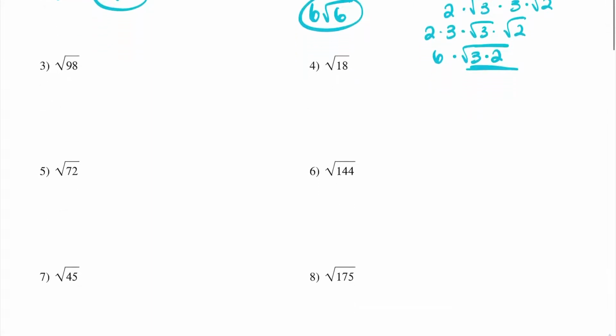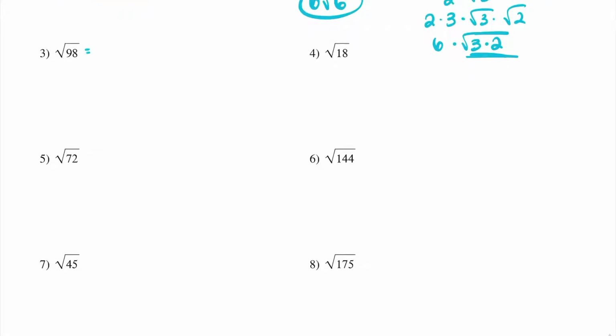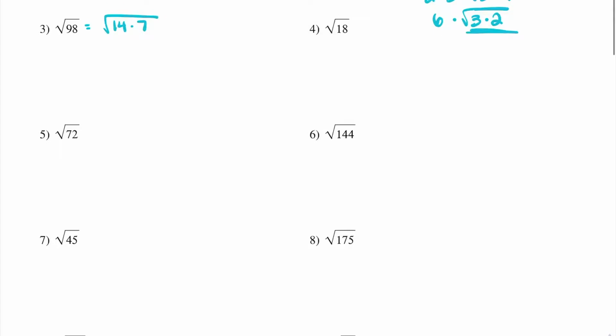Number 3, I'm at 98. So let's see, I think this one is, let me see, 98 divided by 7. There we go. So I could do 14 times 7. Now, can I split 14 anymore? I think I can. Let's do 7 times 2 times 7. Okay, I'm going to rearrange my numbers so I have 7 times 7 times 2. I know that 7 times 7 is 49.